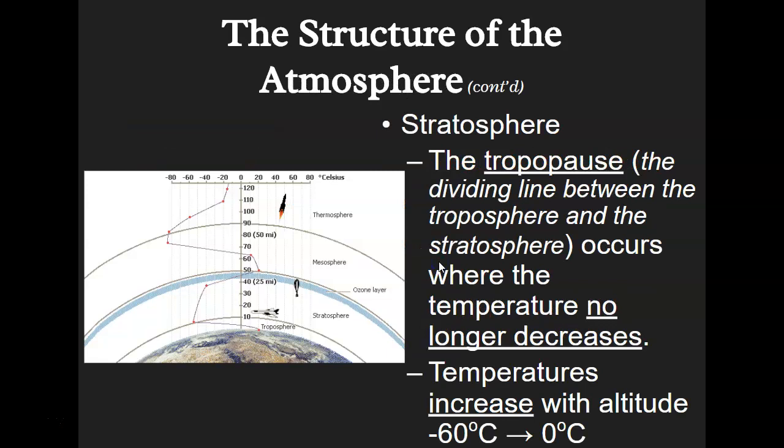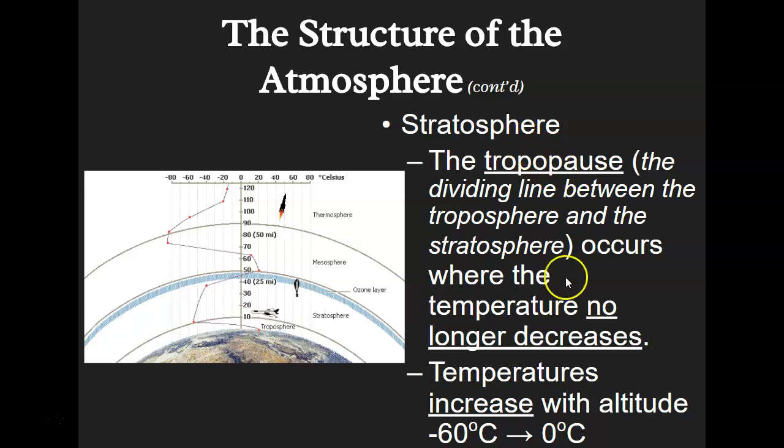The next one we're going to talk about is the stratosphere. Now, the dividing line between the troposphere and the stratosphere is called the tropopause. This occurs where the temperature no longer decreases. So that line, or the separating point between the troposphere and the stratosphere, is called the tropopause. That line is where the temperature no longer decreases.